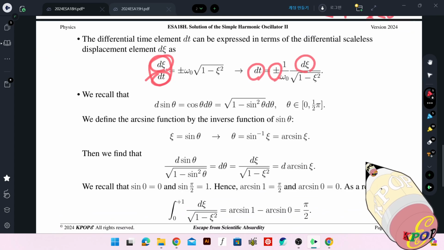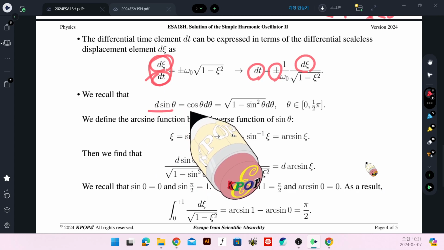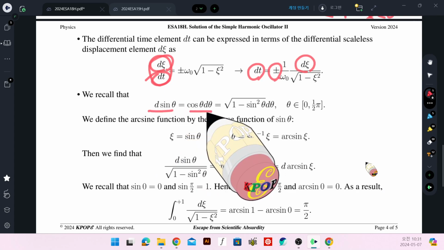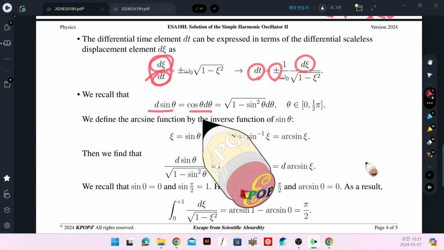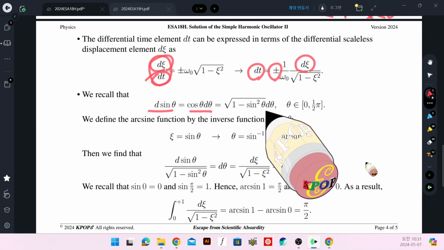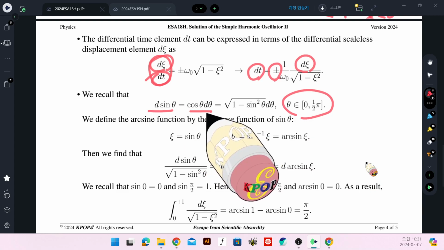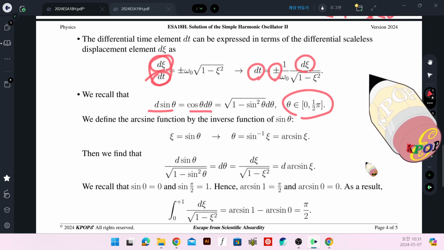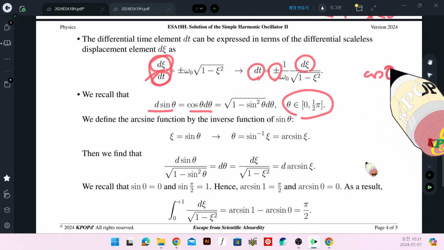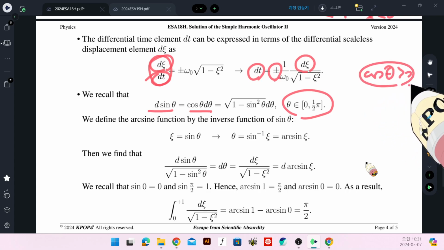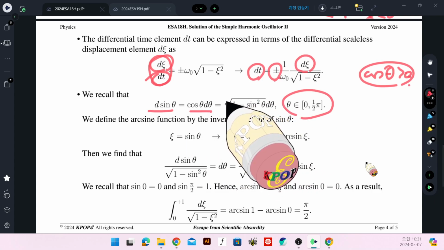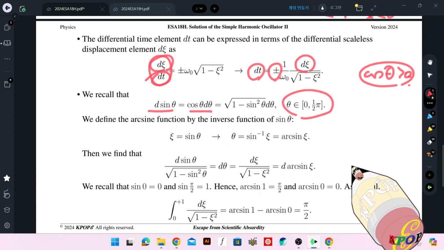Now we can make use of the trigonometric relation. Differential of sine is cosine theta d theta. Cosine theta is square root of 1 minus sine squared theta. Therefore, we will remember, if we restrict ourselves to the region in the positive, cosine theta is positive definite. In that case, we don't have to consider the sign.